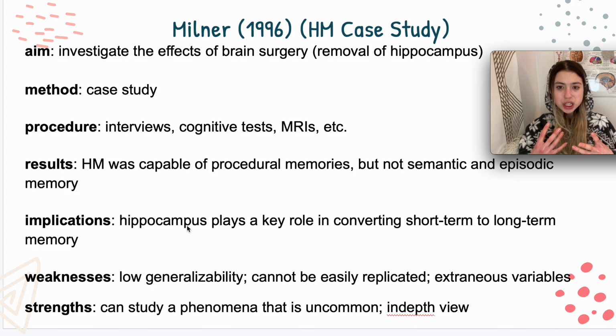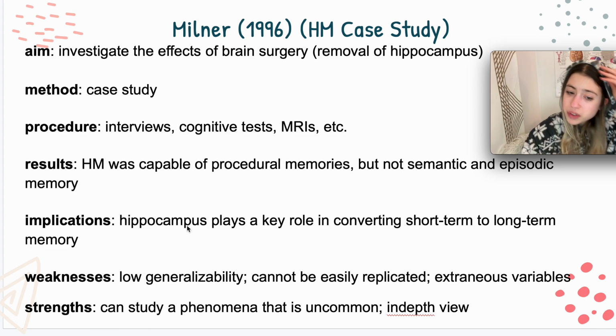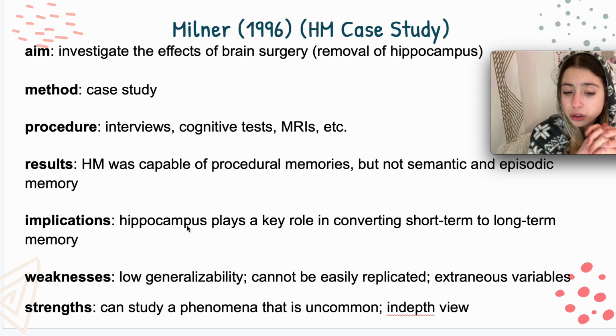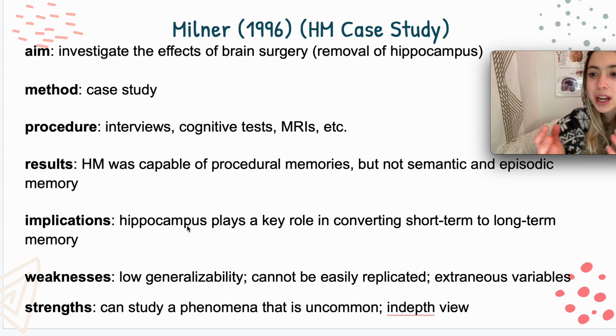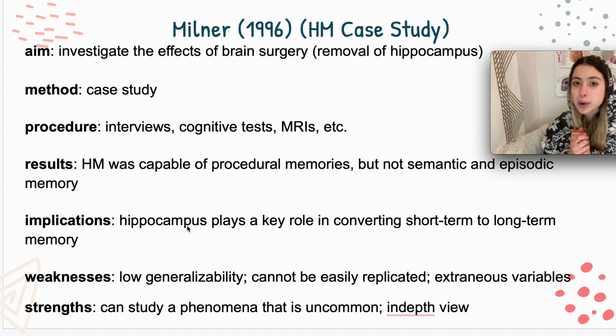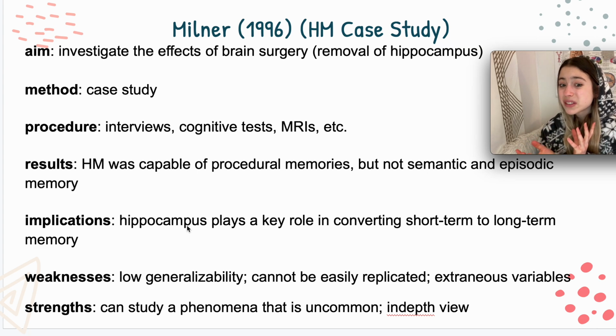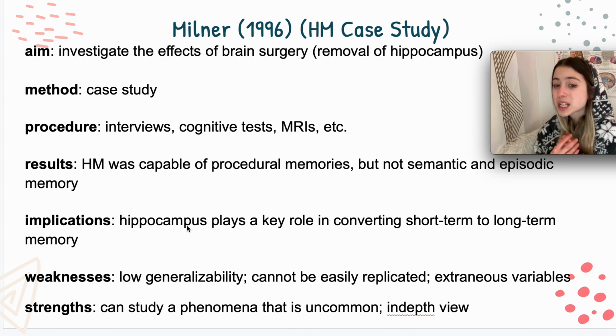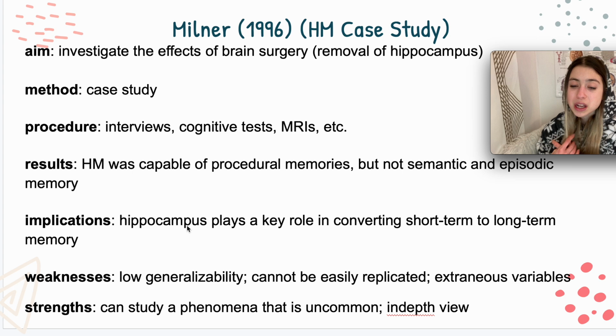And it also suggests that there are different parts of the brain involved in memory, and different types of memories are stored in different places. Now, there are some weaknesses with this, though. Obviously, there is low generalizability because it's one person. He's so different. If someone else had part of their hippocampus removed, there's not really a way of telling that they would exhibit the same things. So that is why it's not very generalizable.